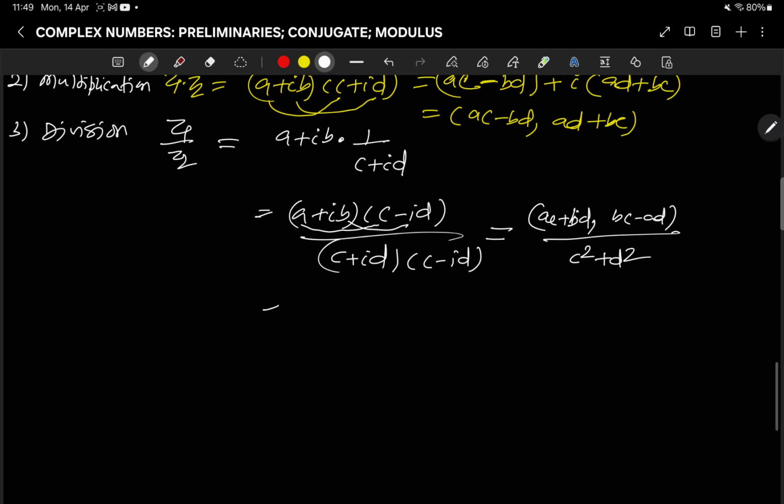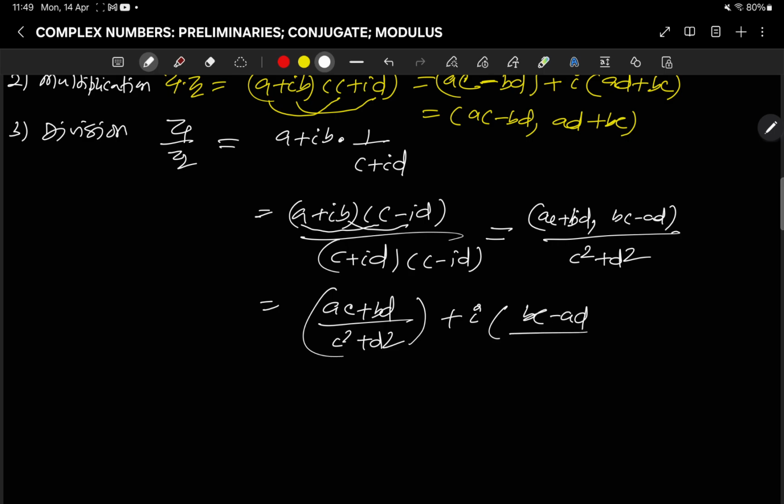So you will be able to write it as AC plus BD by C square plus D square, plus the imaginary part, i times BC minus AD by C square plus D square. So it is of the form P plus iQ. Always try to write the complex number in the simplified form.